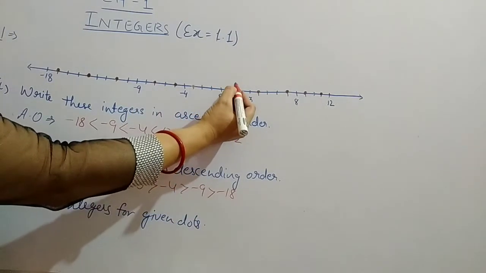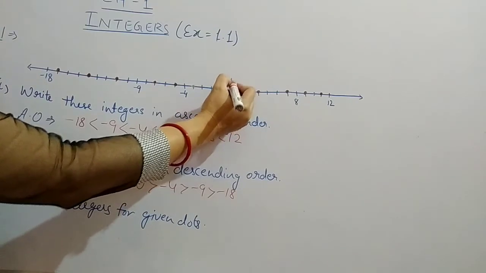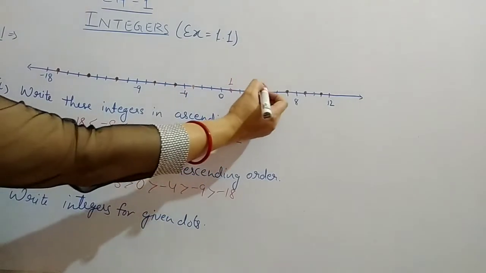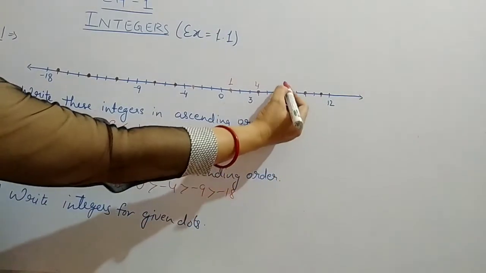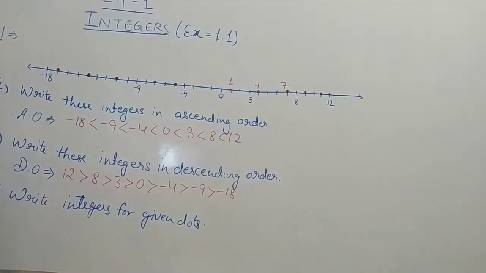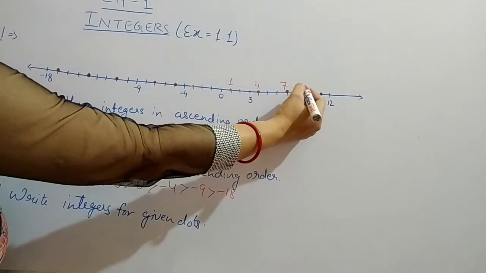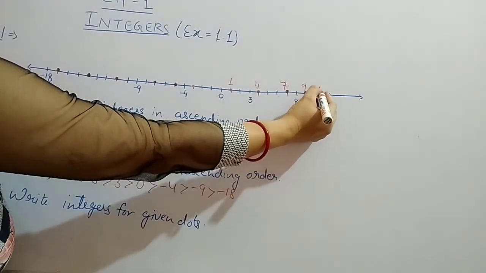After 0, immediately 1 will come. After 1, then 2, 3, next it will be 4. After 4, 5, 6, then 7, then 8, 9, 10, 11.